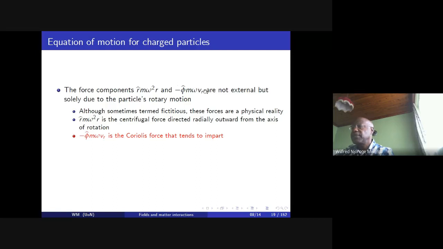This term here is what is called the Coriolis force. That is, if you are walking around a disk, you start from the center of a disk that is rotating and you are walking outward, you would feel a force that will tend to pull you backward towards the center. And if you are walking inwards, you will be feeling a force that is trying to pull you outward, so to speak.